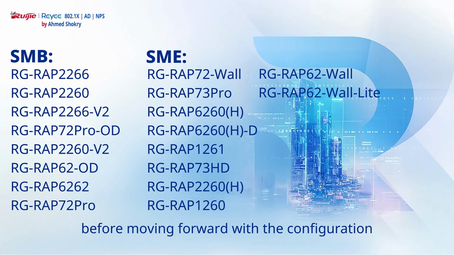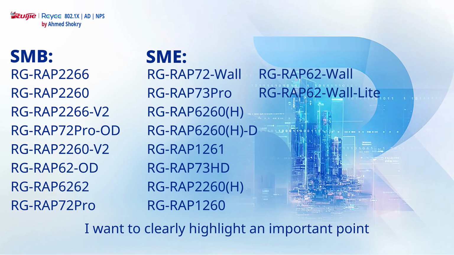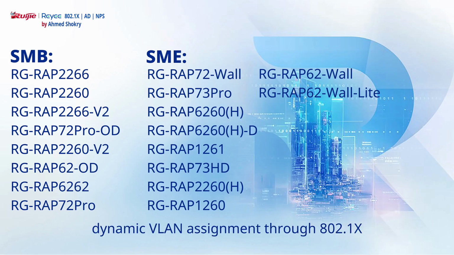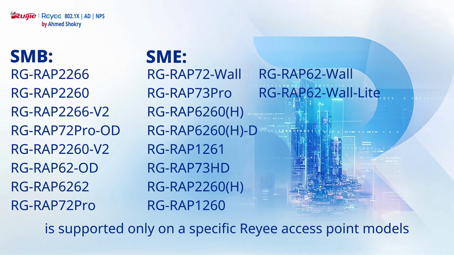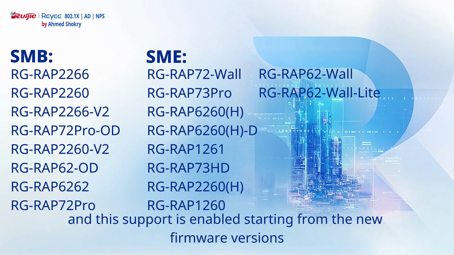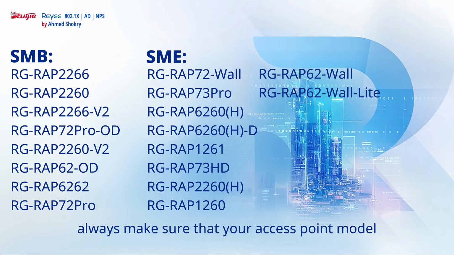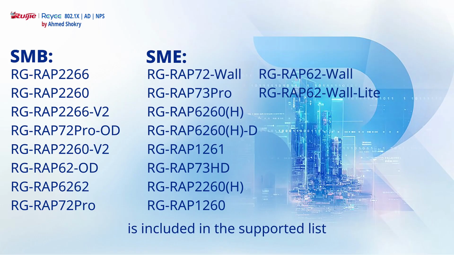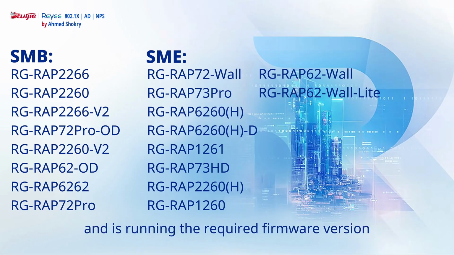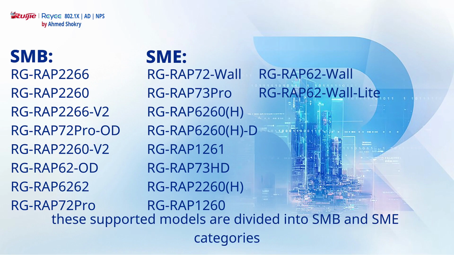Let's begin. Before moving forward with the configuration, I want to clearly highlight an important point. Dynamic VLAN assignment through 802.1x is supported only on specific Ruijie access point models, and this support is enabled starting from the new firmware versions. So, before applying the solution in any real deployment, always make sure that your access point model is included in the supported list and is running the required firmware version. These supported models are divided into SMP and SME categories.